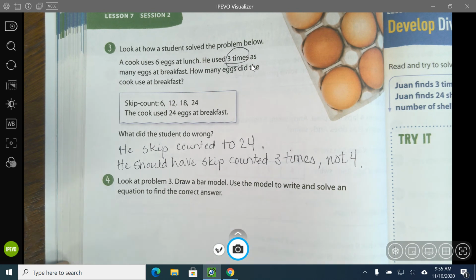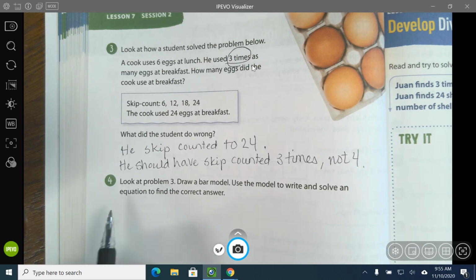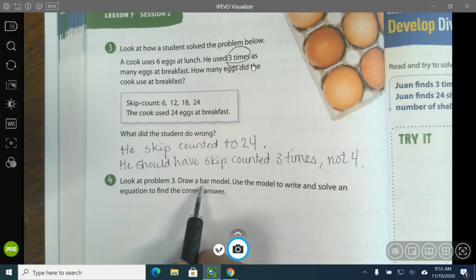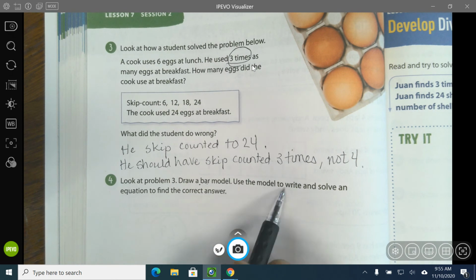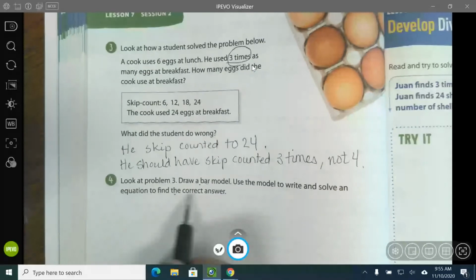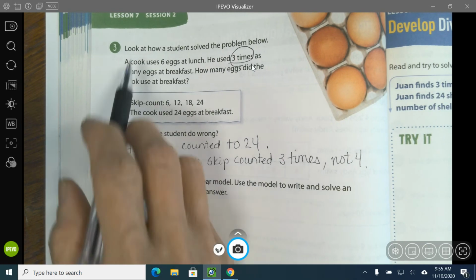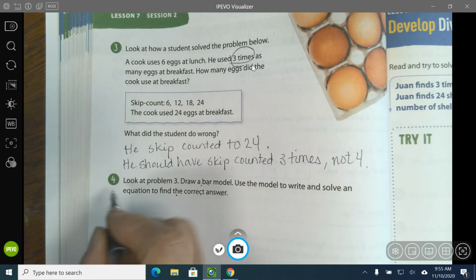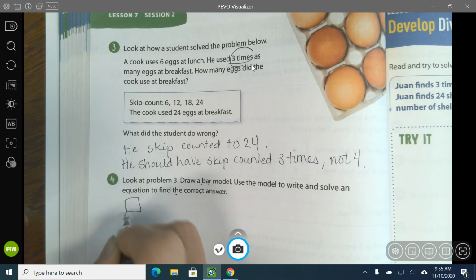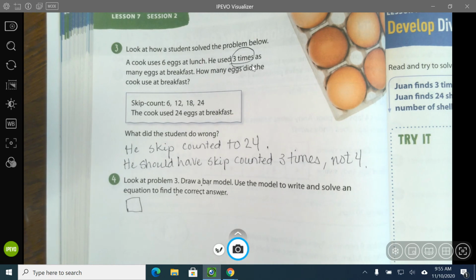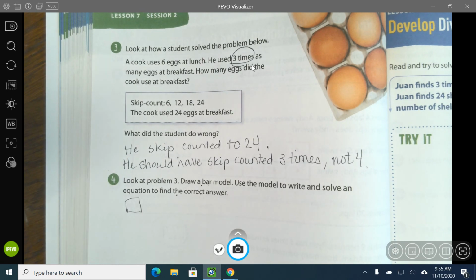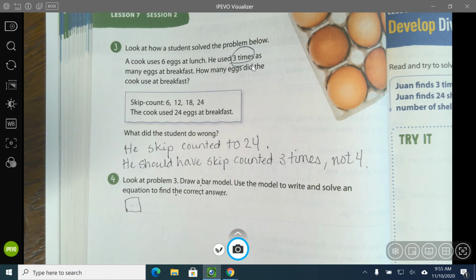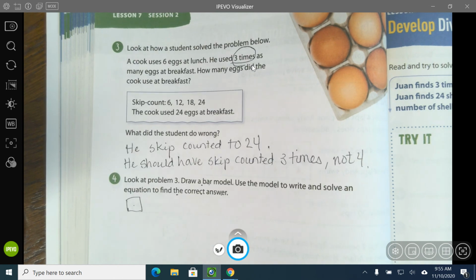And number 4, Malachi, could you help me with number 4, please? Look at problem number 3. Draw a bar model. Use the model to write and solve an equation to find the correct answer. So I'm looking at problem number 3. A cook uses 6 eggs at lunch. He used 3 times as many eggs at breakfast. How many eggs did the cook use at breakfast? So Malachi, on your benchmark, in this first box, what number goes in?